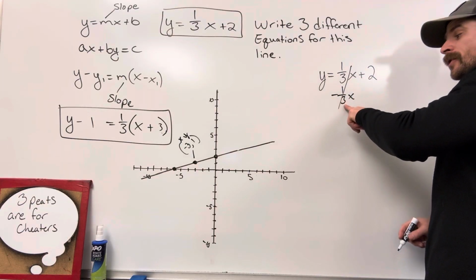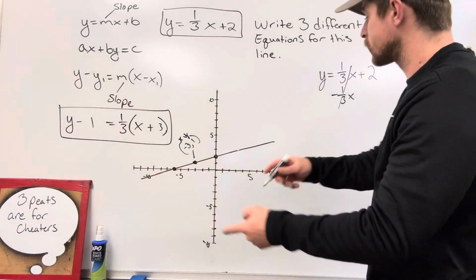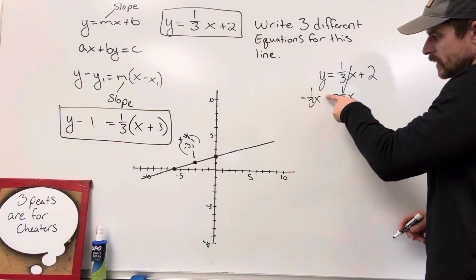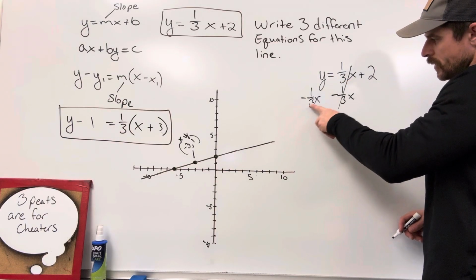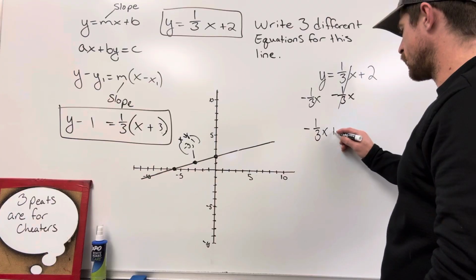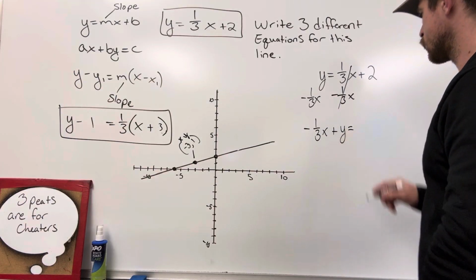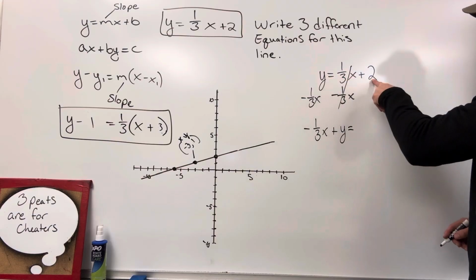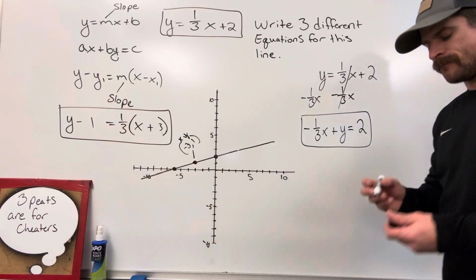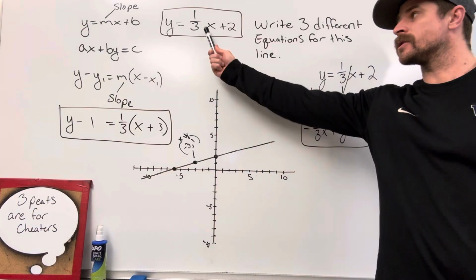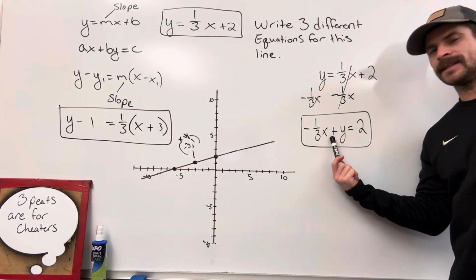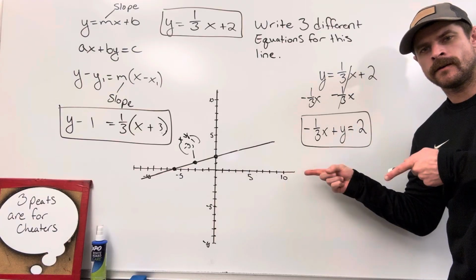But if you take 1/3 x away on the right, we also have to take 1/3 x away on the left. Now, these are not like terms, so we just want to write them down as two separate terms. A negative 1/3 x and a positive y. So negative 1/3 x plus y equals, you still have a 2 on the right side of the equal sign. So 2 would go right there. And this would be our third and final equation. We've written a slope-intercept equation for the line, a point slope form equation for the line, and last but not least, a standard form equation for the same line.